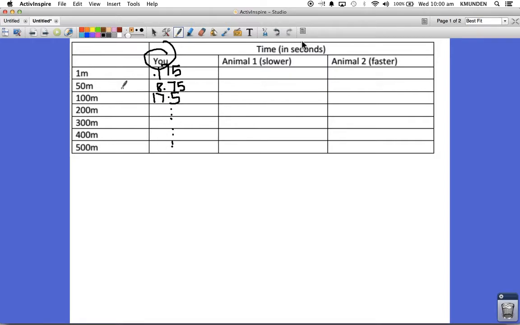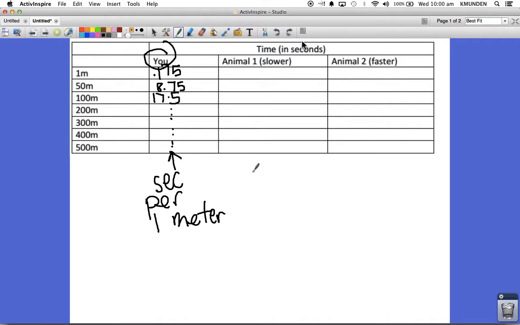Remember, what this column tells you is that it takes you 17.5 seconds to run 100 meters, it takes you 8.75 seconds to run 50 meters, and it takes you 0.175 seconds to run 1 meter. So this column is giving you a unit rate that is seconds per 1 meter. Remember that because that is going to be super important for you to know once you start comparing the speeds of your animals.